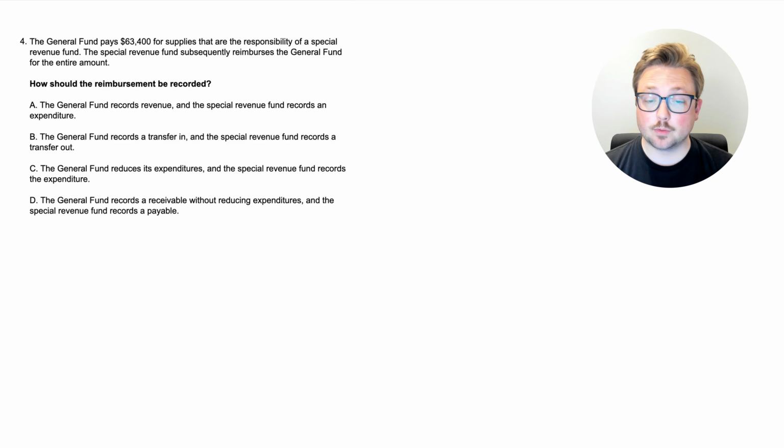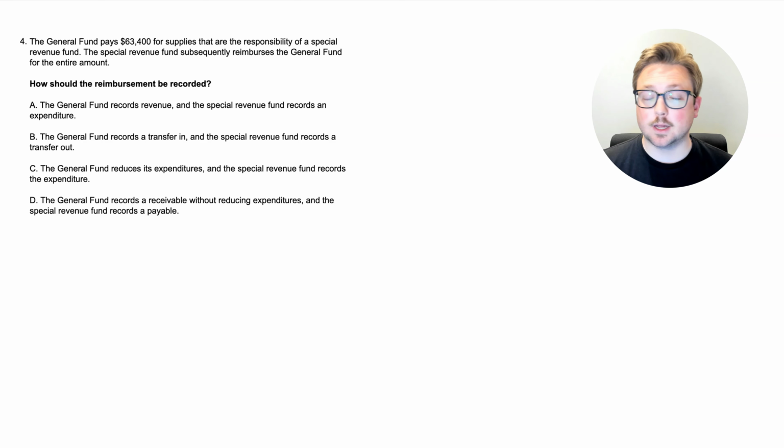Is it that the general fund records revenue and the special revenue fund records an expenditure? Is it that the general fund records a transfer in and the special revenue fund records a transfer out? Is it that the general fund reduces expenditures and the special revenue fund records the expenditure? Or is it that the general fund records a receivable without reducing expenditures and the special revenue fund records a payable? So based on what we learned before, you might have an idea of how this works, but that's okay if you don't.